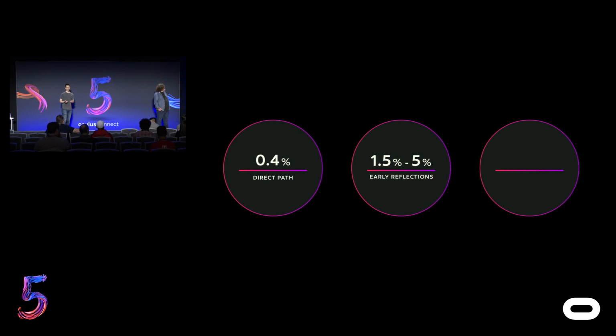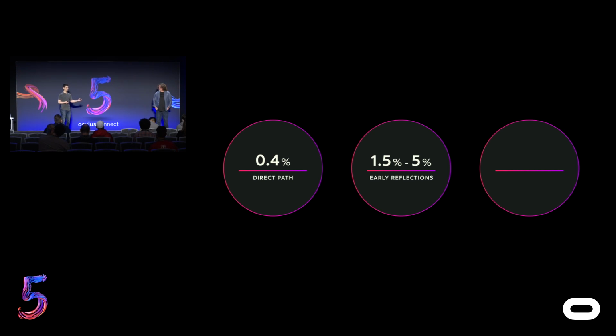Now, the more advanced features like early reflections, these are a little bit more expensive performance-wise. So it's almost 10 times as much. And so you don't want to be having early reflections on everything. That's going to absolutely kill the CPU. So you want to be really mindful of using that if you use it at all.